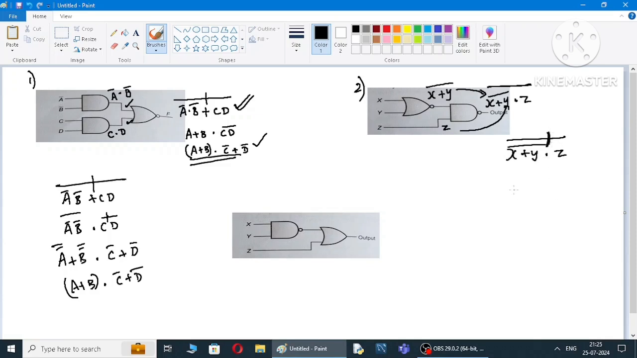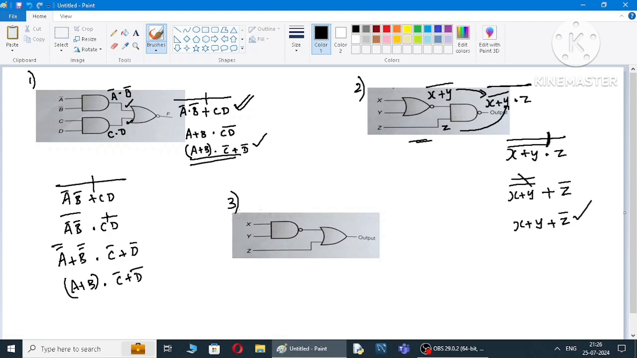You have to break the line and change the sign. Break the line in this expression. So this will become X plus Y, complement of complement. Wherever you break the line, the symbol should be changed. This will remain as Z bar. So the complement of complement will get cancelled. So this is X plus Y plus Z bar. This is the expression for this picture.